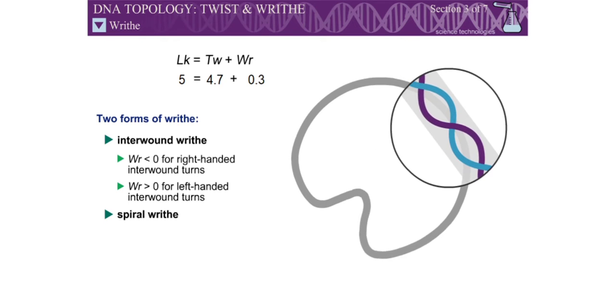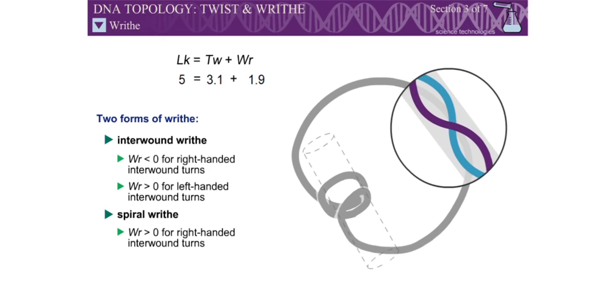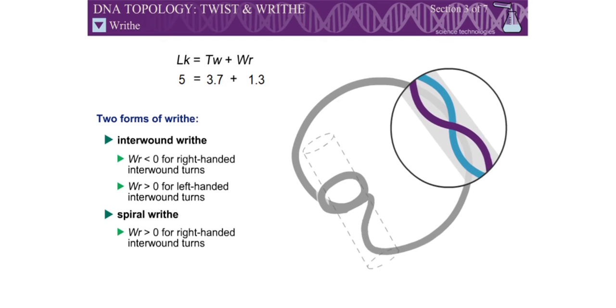If right-handed DNA writhes to form a right-handed spiral coil, the twist number decreases. Therefore, right-handed spiral turns are assigned positive writhing numbers. Note that this is the opposite of right-handed interwound turns.